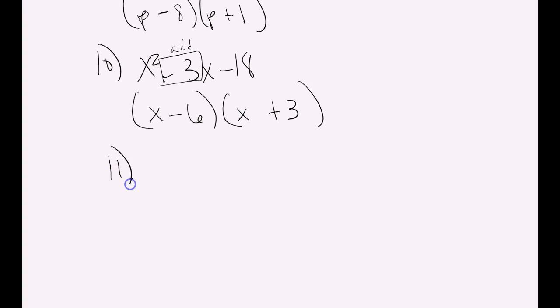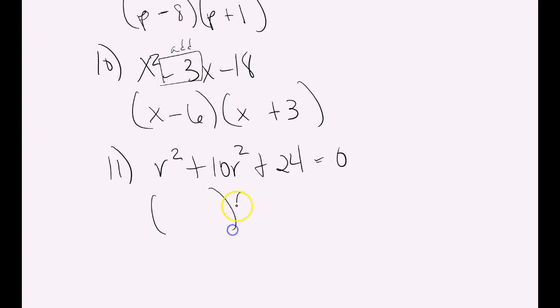Number 11, r squared plus 10r plus 24 equals 0. Parentheses, okay, now the variable is r, so I'll start like that. Okay, multiply to make this and add to make this. Okay, if you're thinking 12 times 2, that does work, but to make a 10 you would have to do a 12 with a negative 2, and that's not a minus, and that's not a minus, so that wouldn't work.